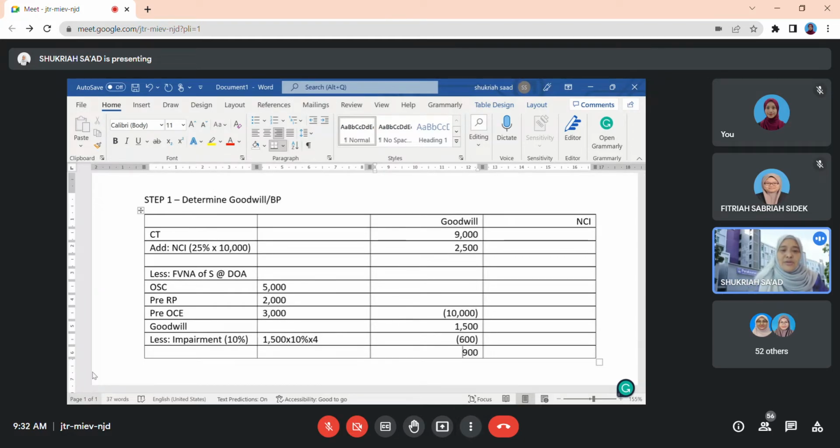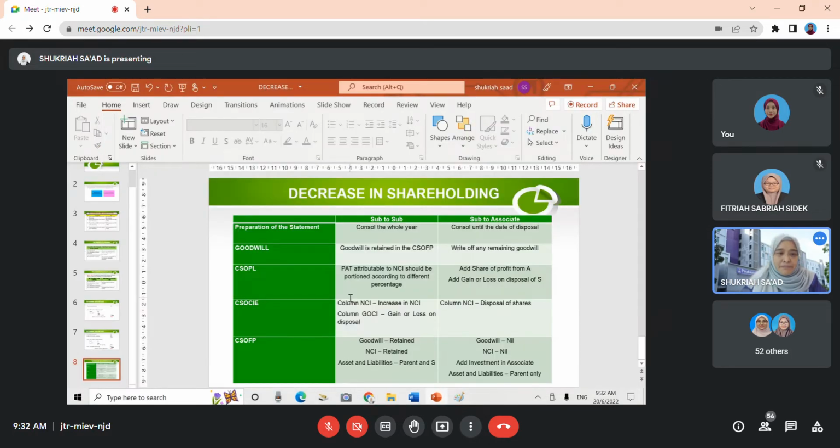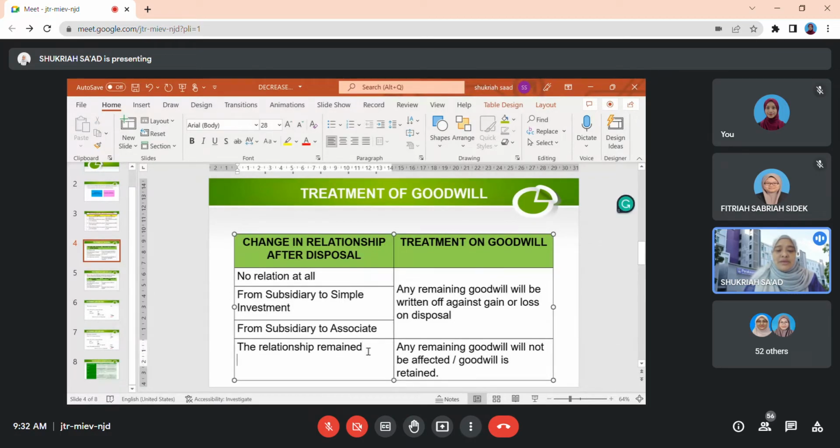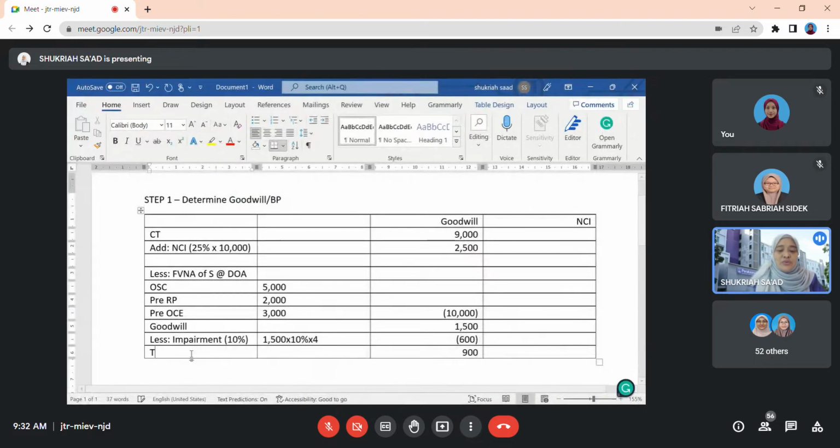900. Remember the question is sub to sub. Look back at the slide: any remaining goodwill from sub to sub. Sub to sub means subsidiary to subsidiary. The relationship remains sub to sub, so any remaining goodwill will not be affected. The goodwill is retained, so we retain it here. So here must be in the CSOFP. This is for the CSOFP.